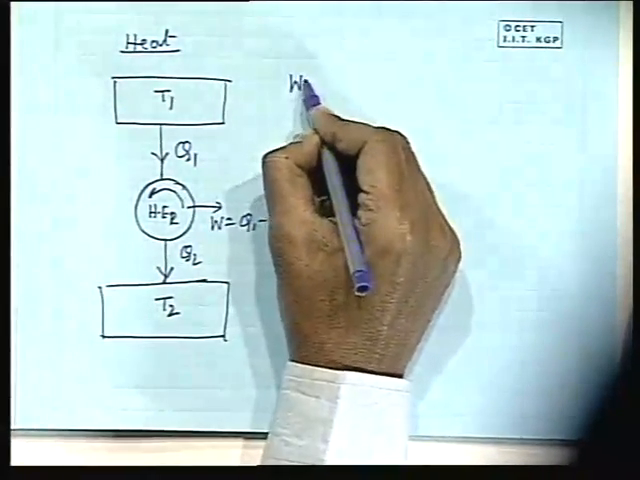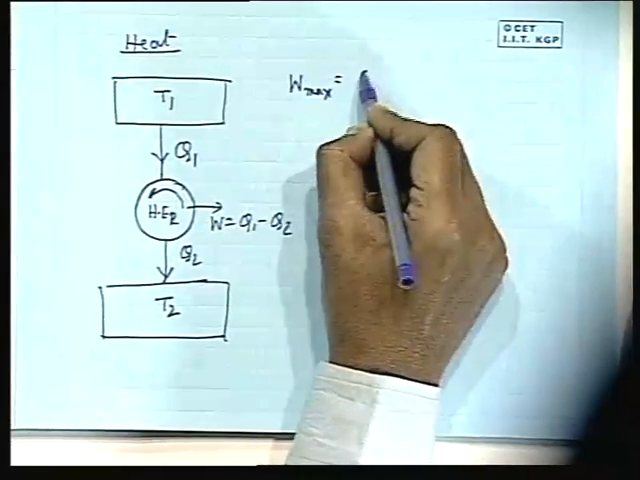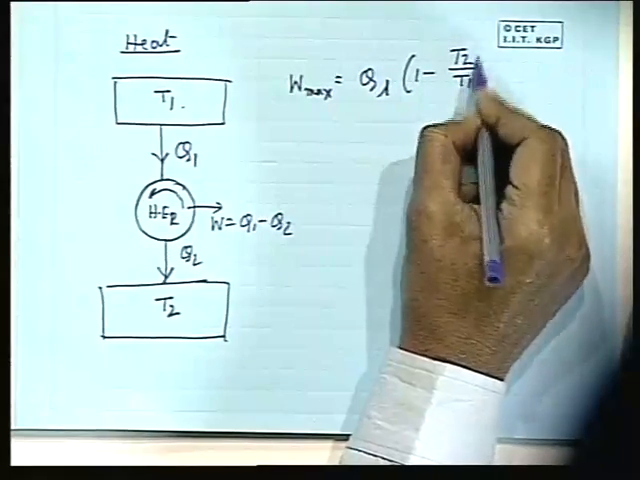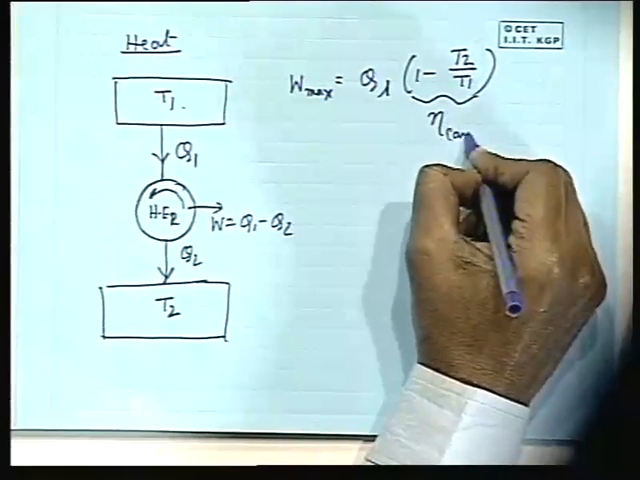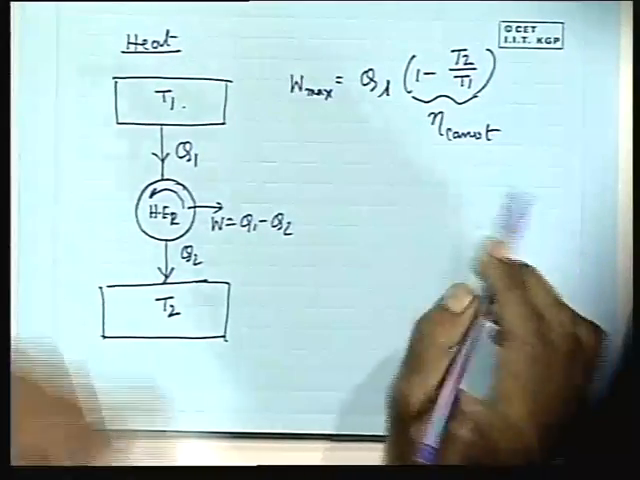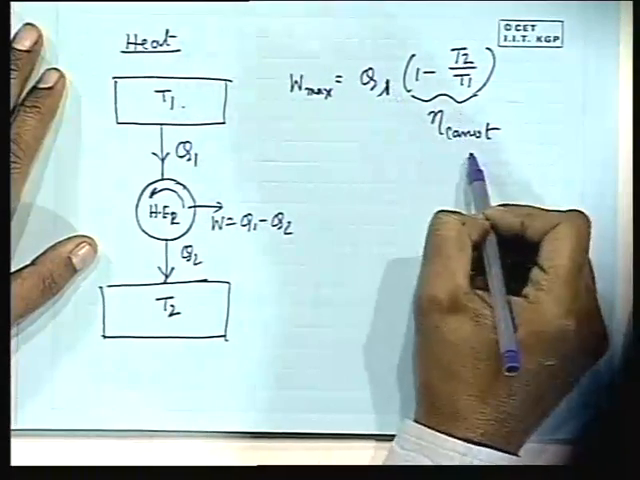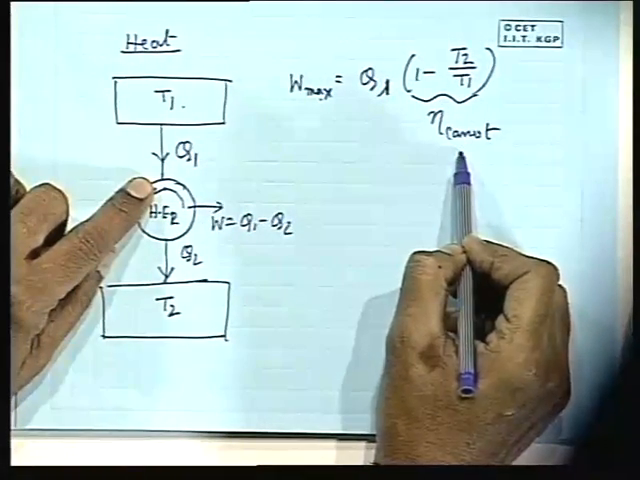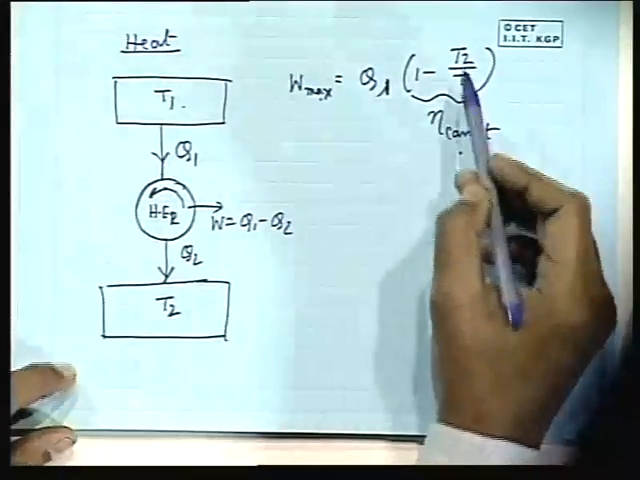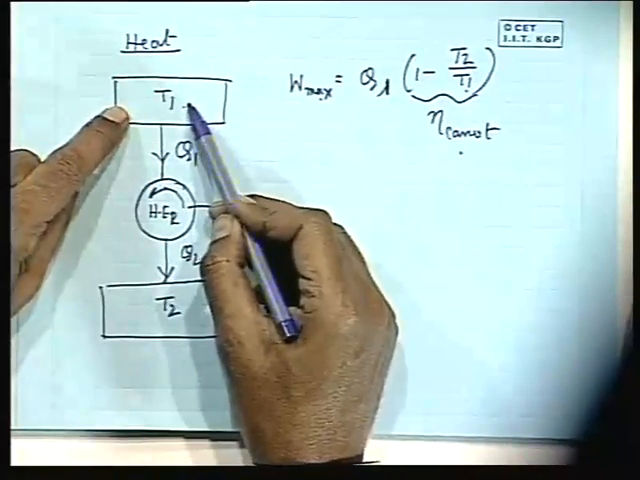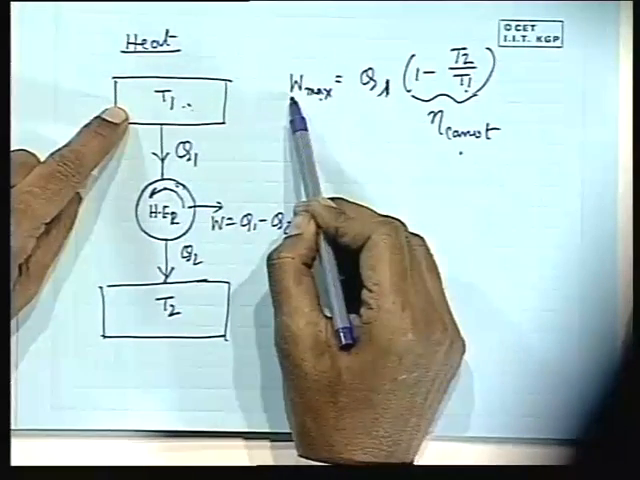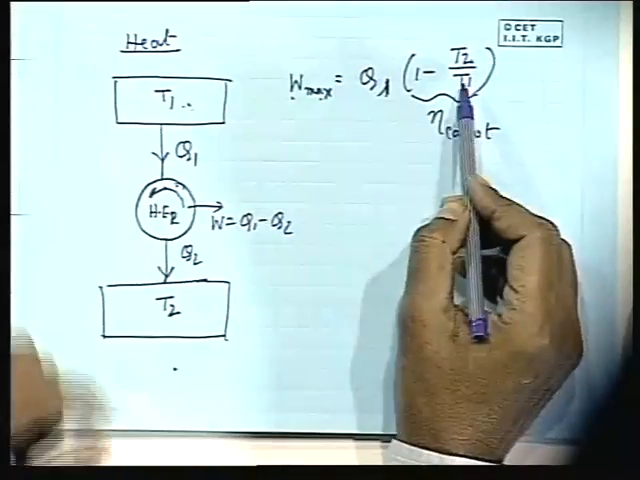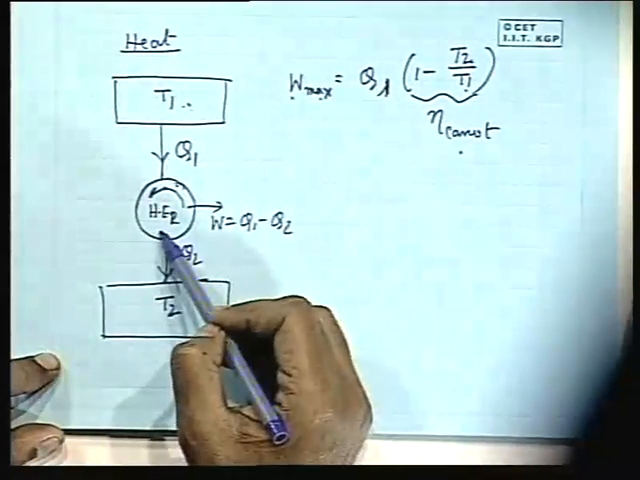We know the maximum work of this given heat Q1 at this temperature is Q1 into 1 minus T2 by T1. What is this? This is eta Carnot. This is clear? That means this is the efficiency. So for a given heat input to an engine, the work developed depends upon the efficiency, and efficiency is maximum for a reversible engine. So this maximum efficiency depends upon T2 and T1. The higher the temperature, for the given heat input, the more the efficiency and the more the extraction of work. Similarly, the lower the sink temperature, the temperature of heat rejection, the more the efficiency and the more the work extraction.